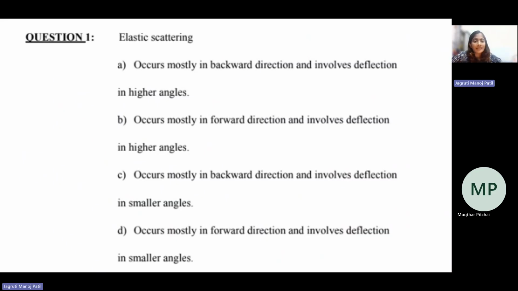Okay. So elastic scattering. When does it happen? In the backward direction, involving deflection, or mostly in the forward direction, involving deflection at smaller angles? Which one? So this is a kind of scattering where you don't have any energy loss, and it's something which is relevant to reflection. So in which particular direction will it occur?